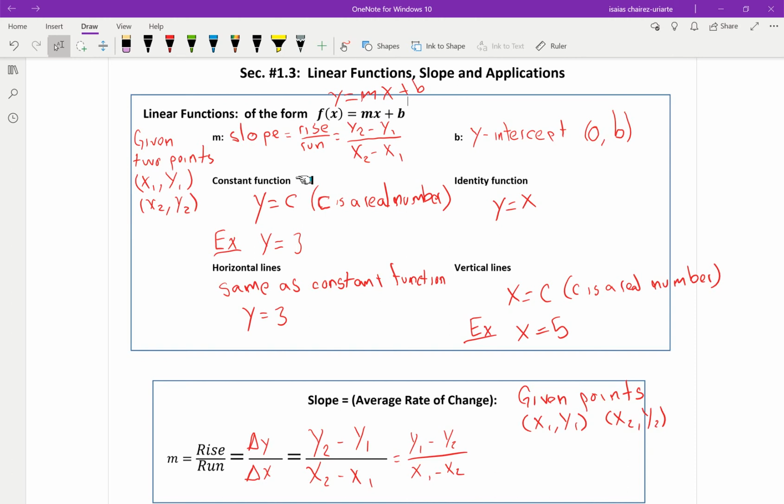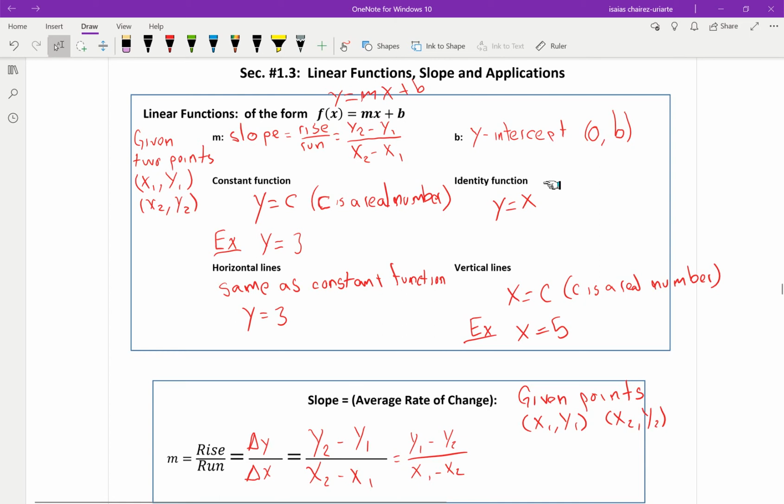The y value is always constant, no matter what x you choose. So an example of a constant function is something like y equals c, where c is any real number. A concrete example would be something like y equals 3. That's just a constant function. It doesn't matter what value of x you throw at it, it's always the same y value. It's always constant.